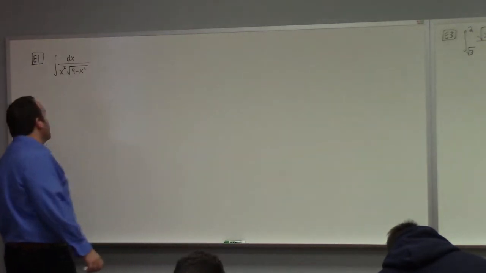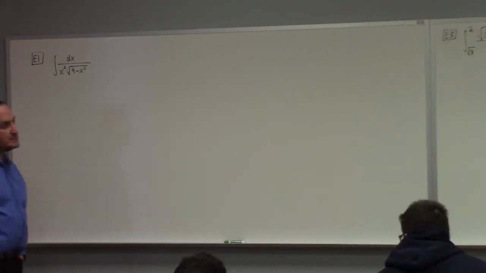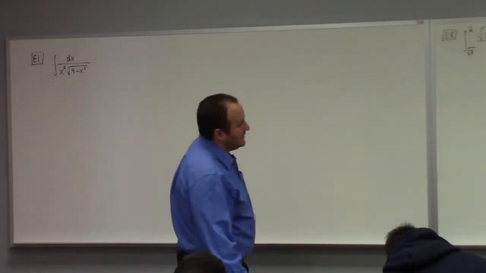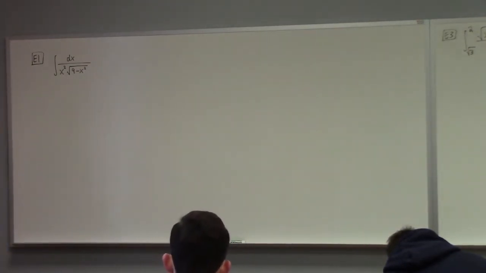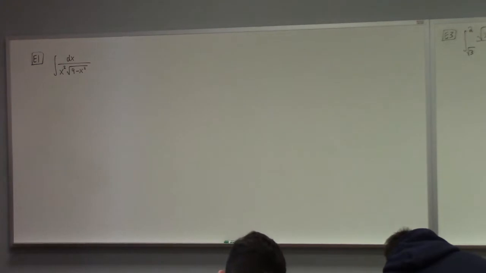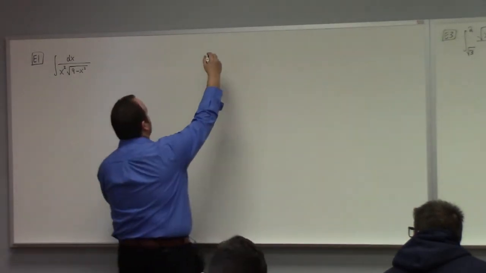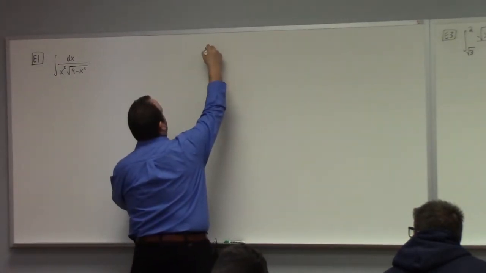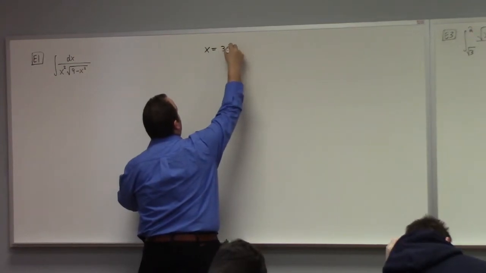All right, so I have a few examples, which I have already put on the board. I think the thing that unites these examples is that they have some kind of radical that we'd like to get rid of. So let's just begin. So this one here, I look at this and I go, well, I think if I make an x equals 3 sine theta substitution, that'll be smart here.